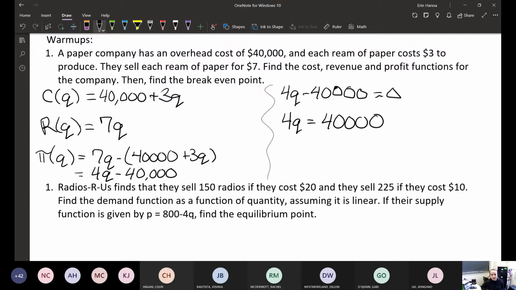since this problem didn't specify, you totally could have used X. If it specified Q, you'd want to use Q, but here they don't specify any variable, so you can use whatever variable you want. And then we're going to divide both sides by 4, so we will essentially get that Q is 10,000.